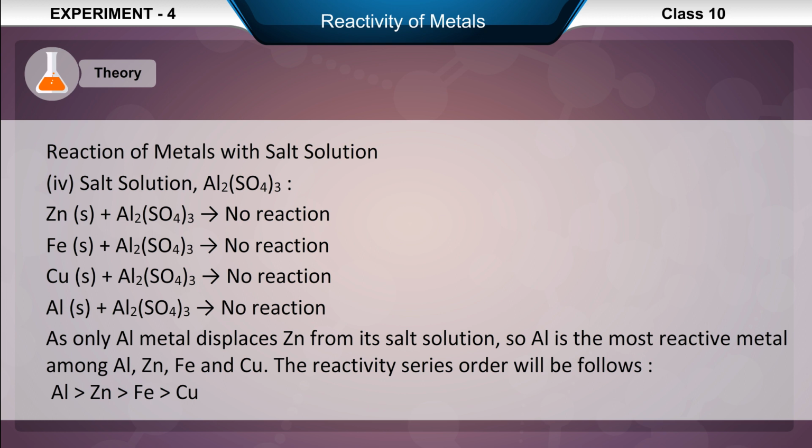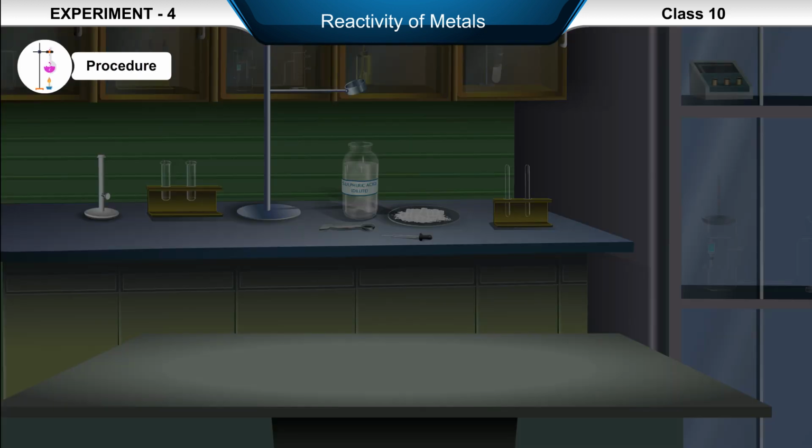As only aluminium metal displaces zinc from its salt solution, aluminium is the most reactive metal among aluminium, zinc, iron and copper. The reactivity series order will be as follows. Aluminium is more reactive than zinc, which is more reactive than iron, which is more reactive than copper.